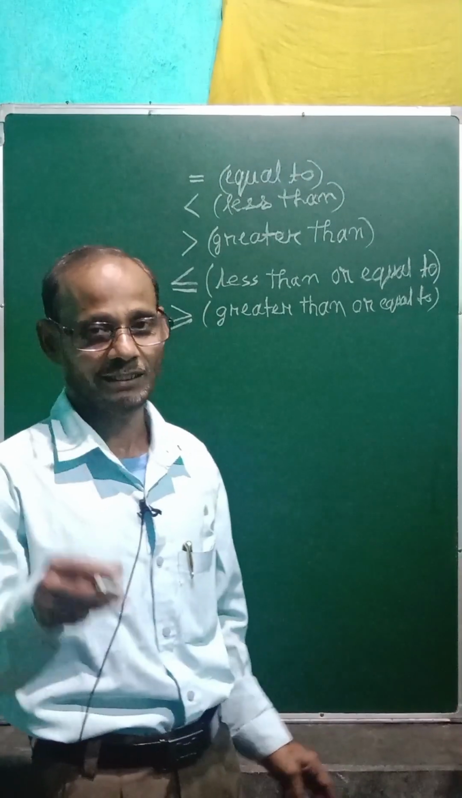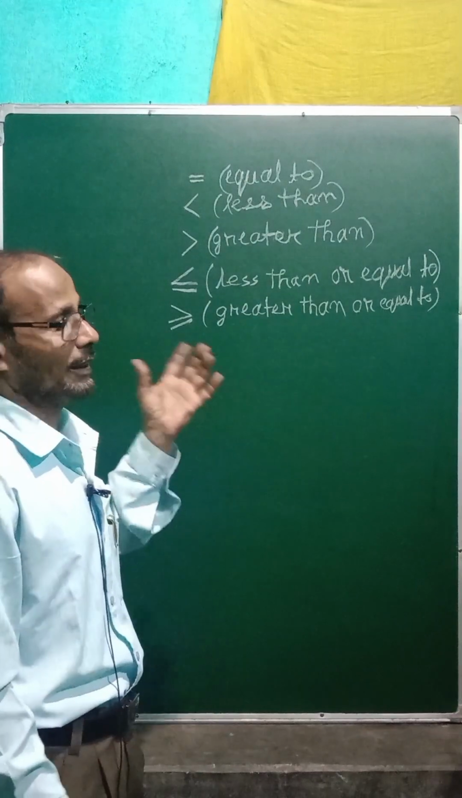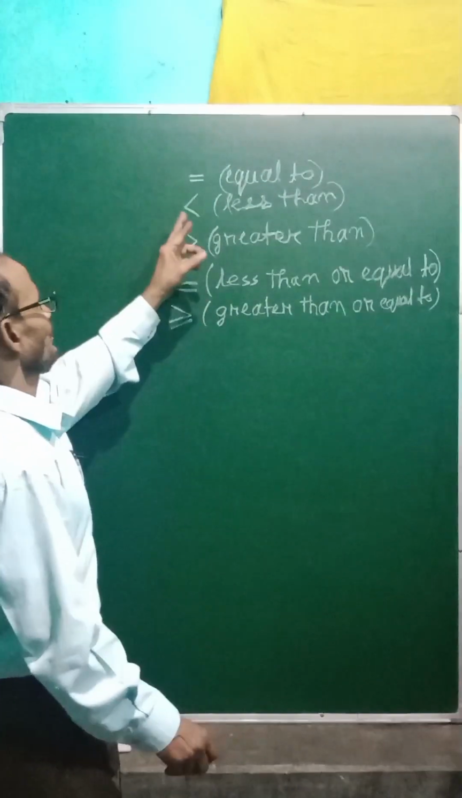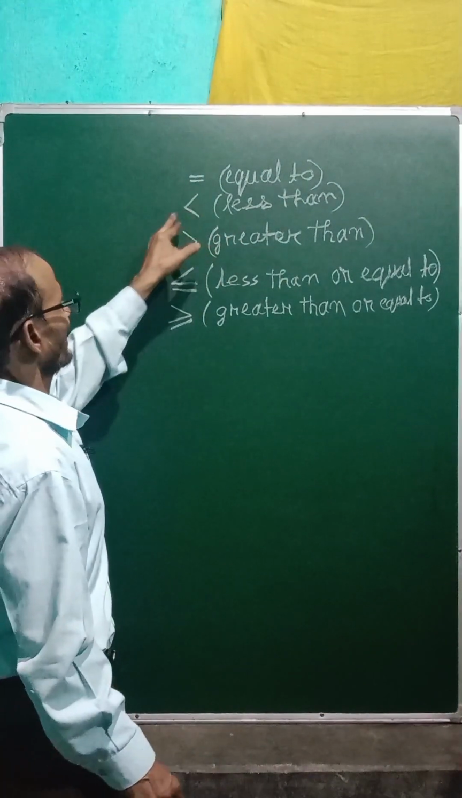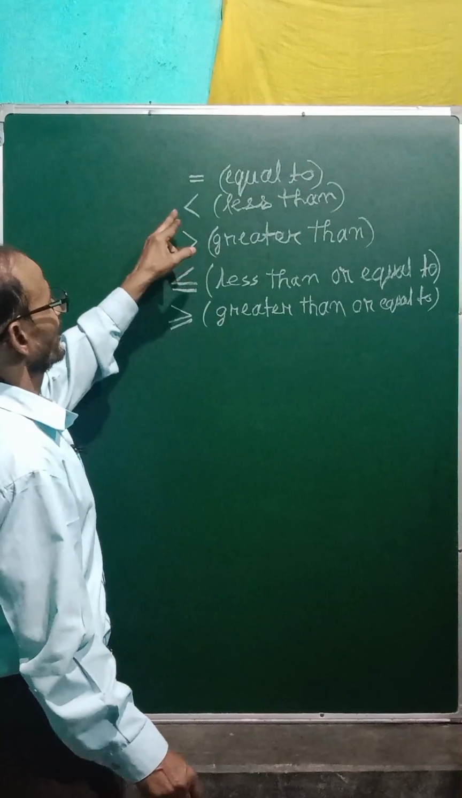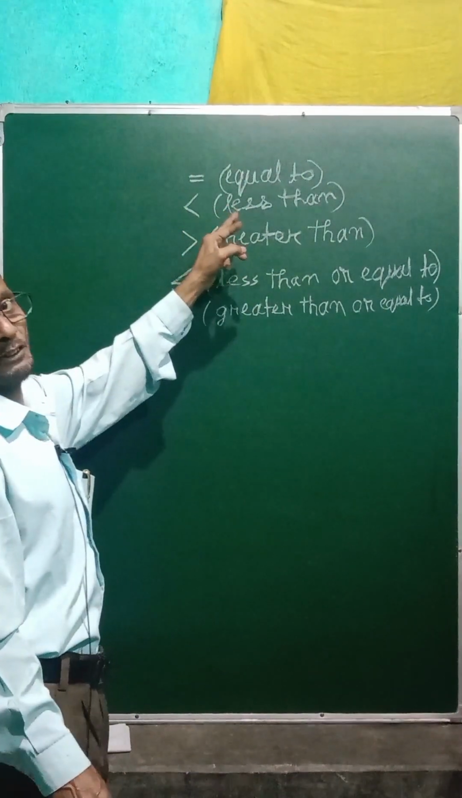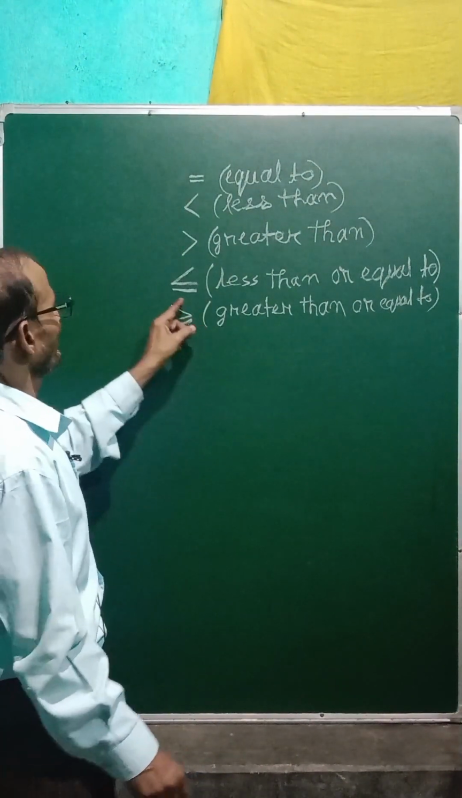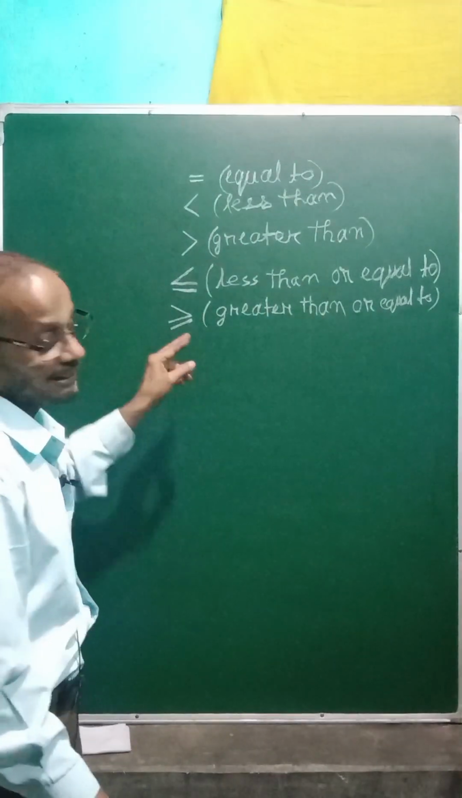First of all, let us understand the mathematical symbols used between two algebraic expressions or values. All of us know that this sign is equal to and this sign is less than. So if any expression is here, then it will be less than the second expression here. Similarly, this is greater than, this is less than or equal to, and this is greater than or equal to.